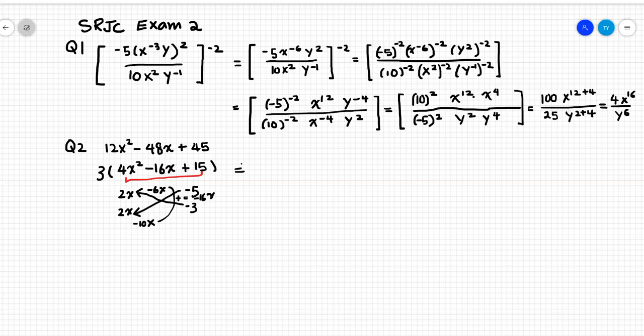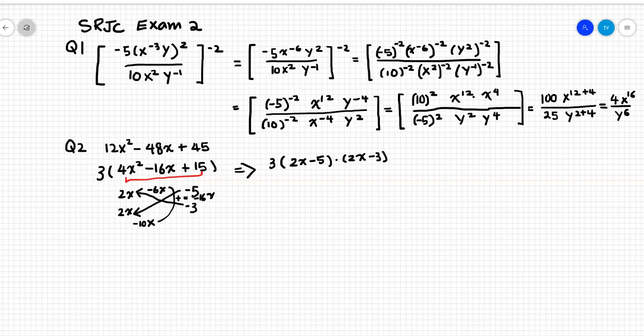So the entire factoring becomes what? 3 times (2x minus 5) times (2x minus 3). Okay. All right, let's move on to the next question.